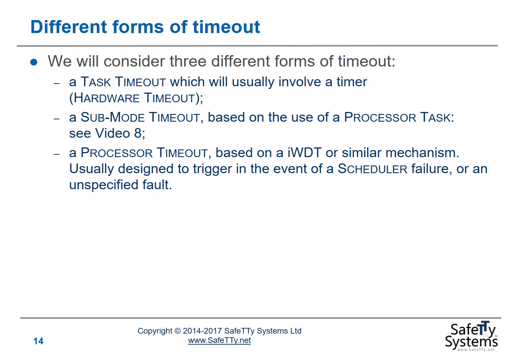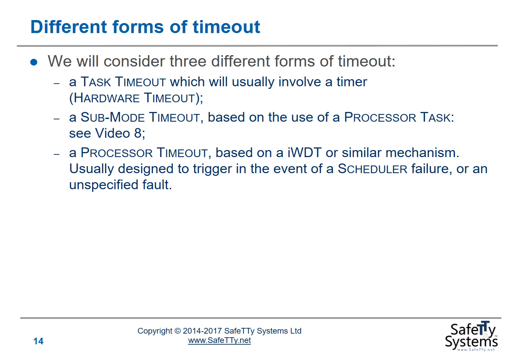On this course we'll consider three different forms of timeout. A task timeout, which usually involves a hardware timer. So that's a hardware timeout. Again, it's a defined term from Appendix 1. We'll also use sub-mode timeouts based on the use of a processor task. We'll talk about those in video 8.